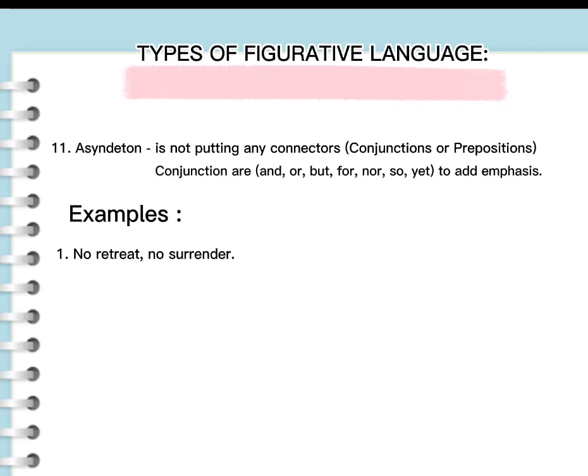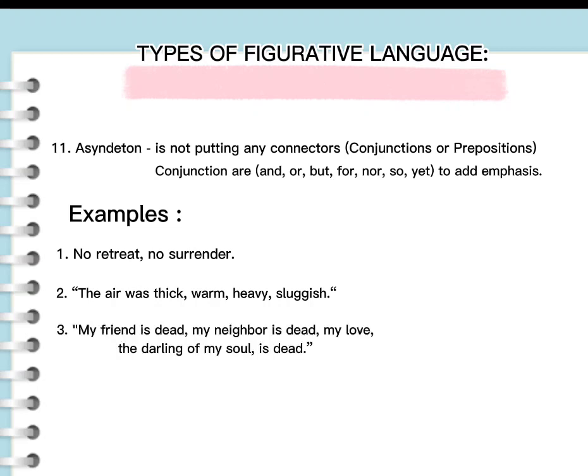Let's proceed to another example. The air was thick, warm, heavy, sluggish. This phrase comes from the novel Heart of Darkness by Joseph Conrad, and he used asyndeton. Our last example is again in Charles Dickens' A Tale of Two Cities. After the climax of the story: my friend is dead, my neighbor is dead, my love, the darling of my soul, is dead. Now remember this, asyndeton isn't a new concept. Writers have used it for thousands of years to create suspense and add emphasis without putting any connectors.